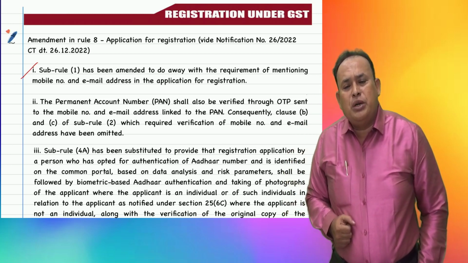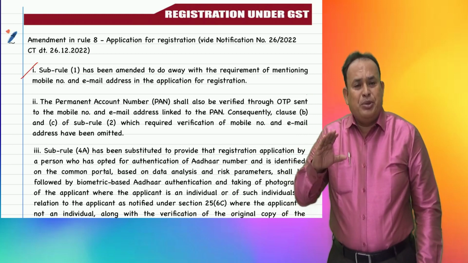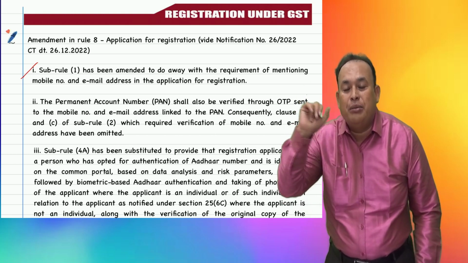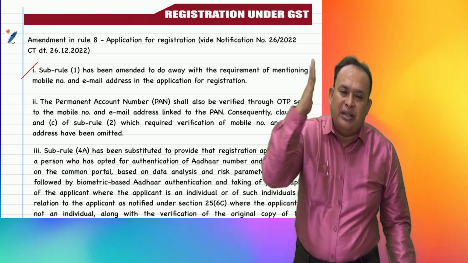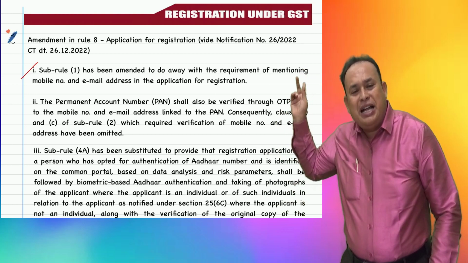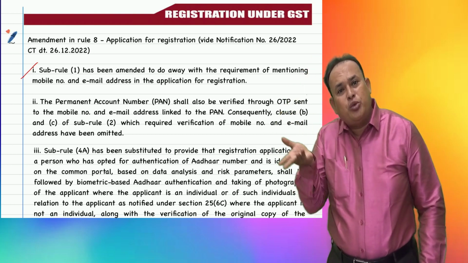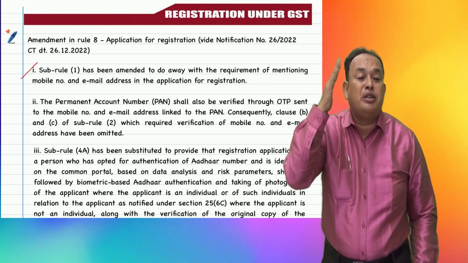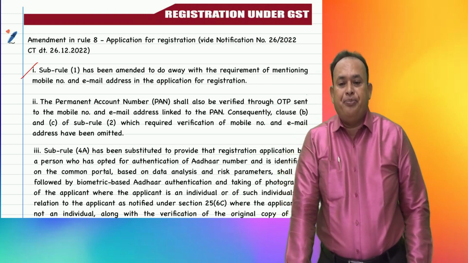Sub-rule number 1 of rule number 8 has been amended to do away with the requirement of mentioning mobile number and email address in the application for registration. Now not required. What is given in the PAN for the purpose of income tax, your mobile number and your email ID, is good enough for this application for registration under GST. Separately, you need not mention your mobile number as well as email ID.